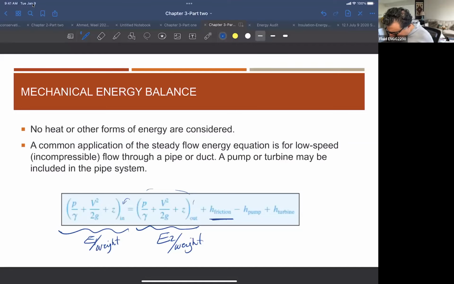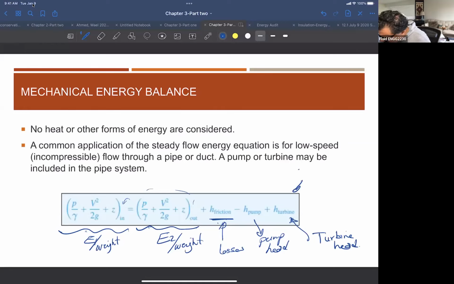So in this case, energy one equals energy two plus losses, minus pump head. Again, pump energy per unit weight is going to be pump head. Plus turbine head. Now, this is basically our general equation.